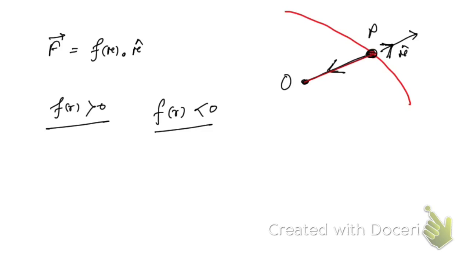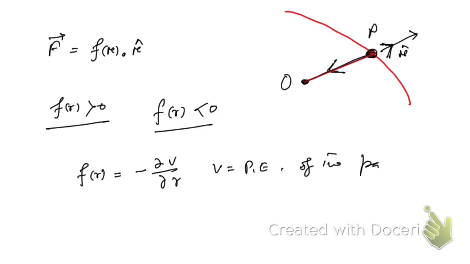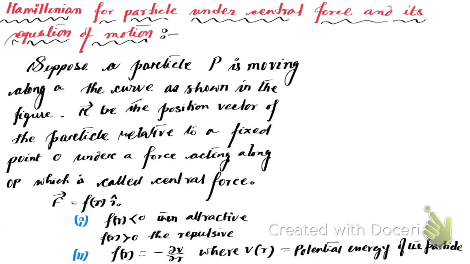And this central force is also minus the partial derivative of the potential with respect to r, where V is the potential energy of the particle, right? So now let me write all these things that I have explained to you. So just wait. So these are the things that I have considered. So let me take a curved path. This is a curved path, and this is the particle P, and here is the fixed point O, and this is nothing but r, right?